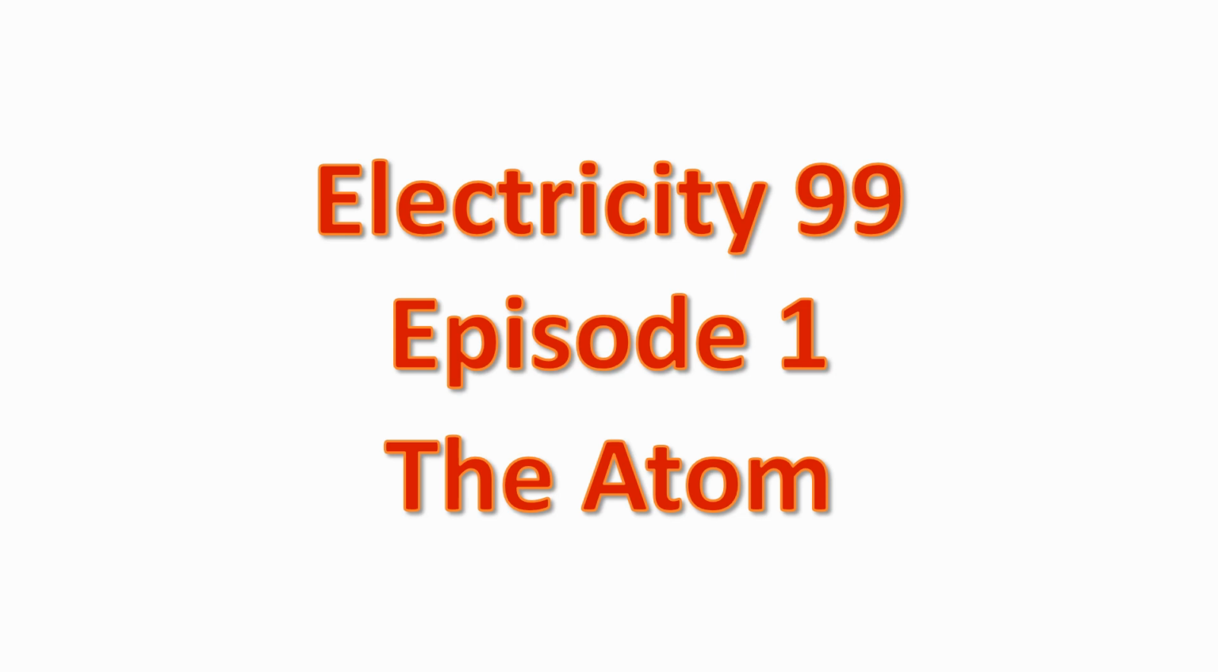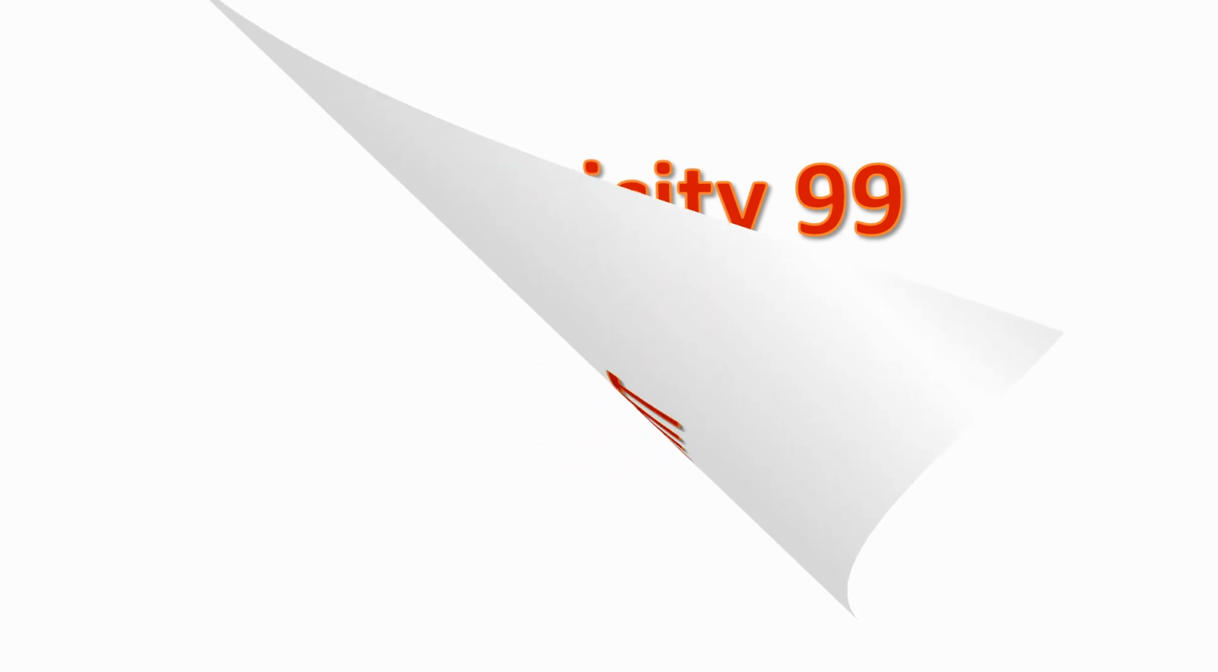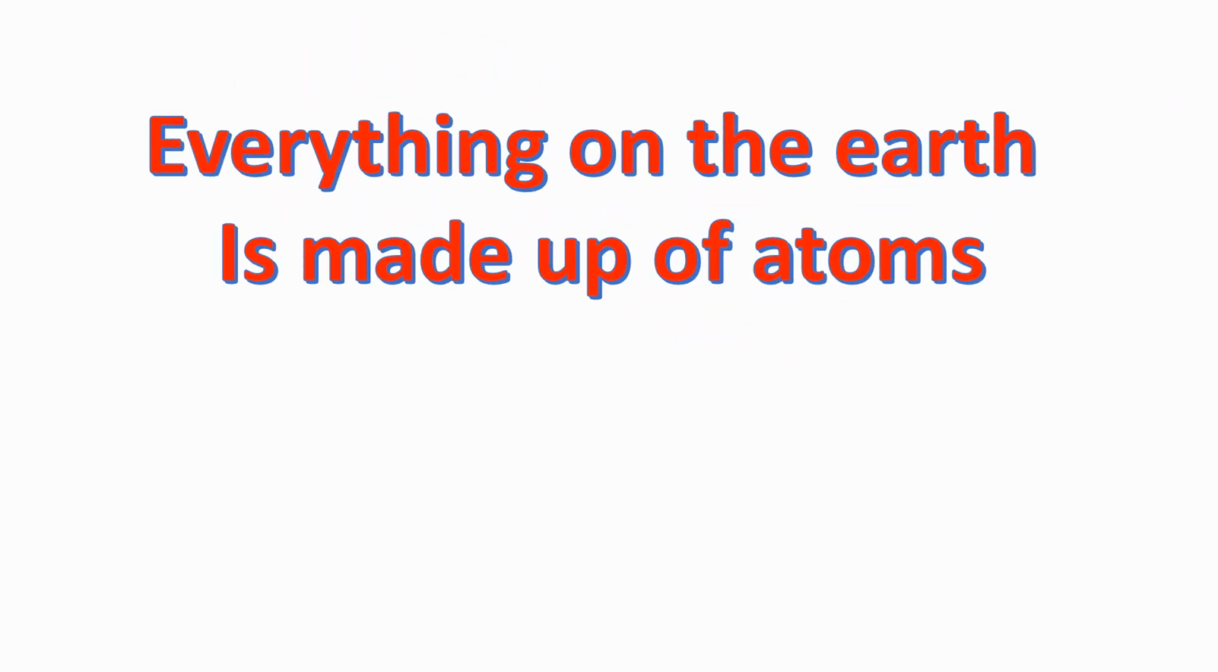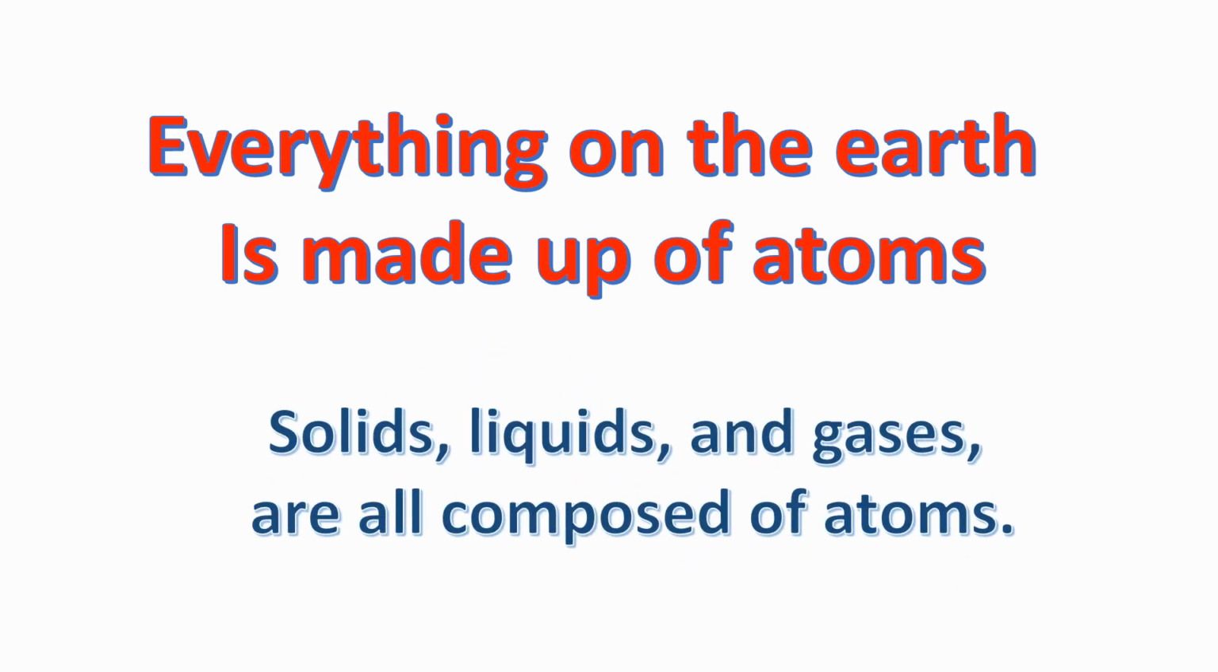This is the first episode of our tutorial series Electricity 99. It was labeled that because it's even more basic than Electricity 101. Everything on Earth is made up of atoms. That is significant because there are currently only 118 known atoms. All solids, liquids, and gases are composed of these atoms.